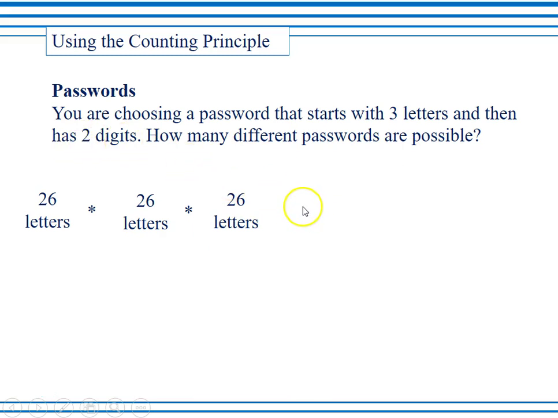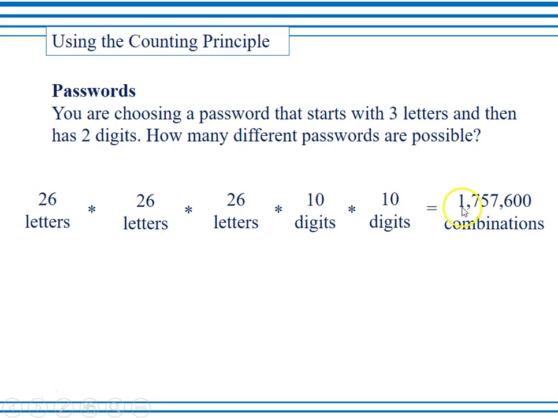So there are 10 digits. 1 through 9 are each digits, but we also can't forget 0. So that makes 10 total digits. So we're going to multiply by 10 digits, and then multiply again by another 10 digits because there's 2 digits at the end, 3 letters and 2 digits. If we multiply these out, we get 1,757,600 combinations. So you can see there's a great advantage of using the counting principle instead of simply making an organized list or creating a tree diagram.